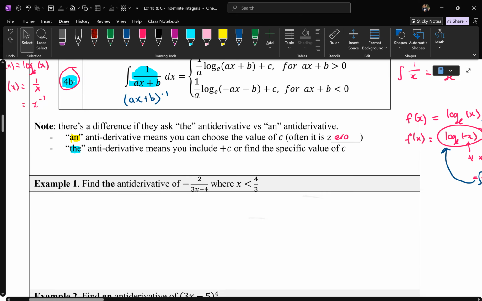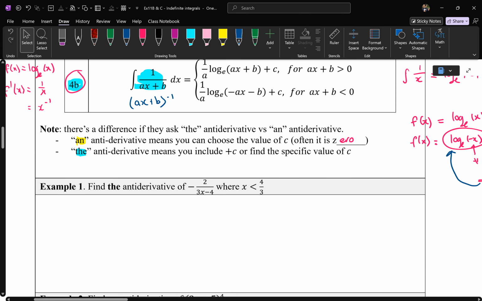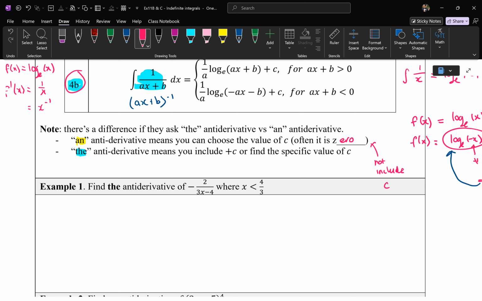So in other words, when they say an antiderivative, it is possible to not include c, because we are saying c is equal to 0. But when they say find the antiderivative, then you must include the plus c. Or they might ask you to find the actual value of c. Okay, so just be careful of those. If you go back to the past exams, you'll also notice how they switch between the two as well.